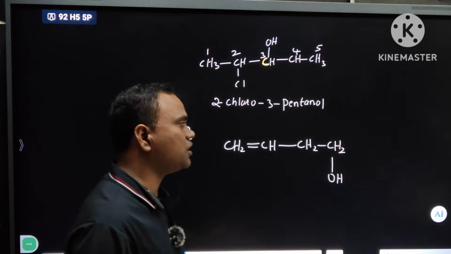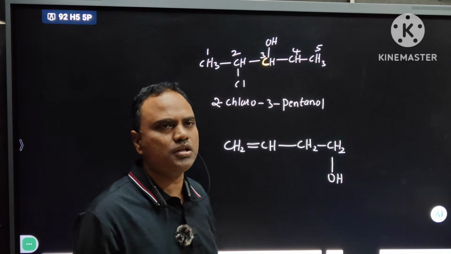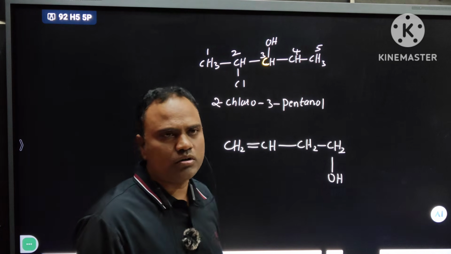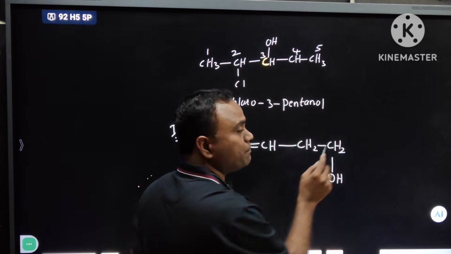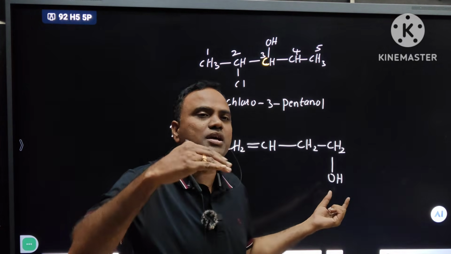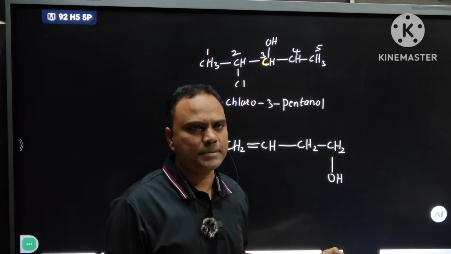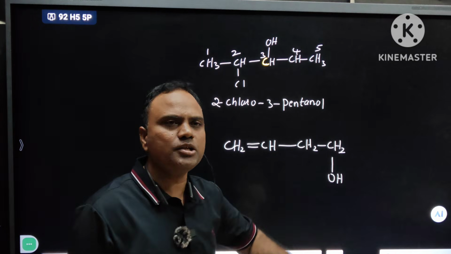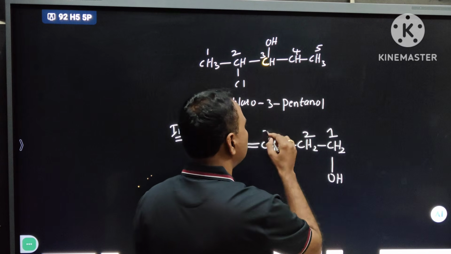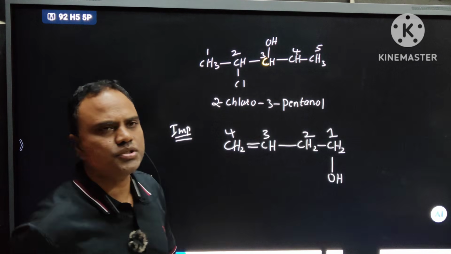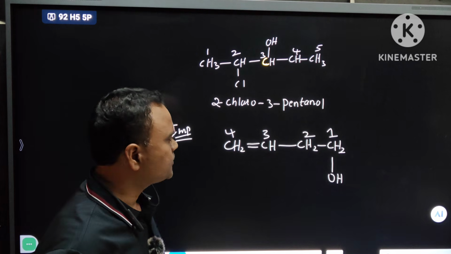Some students will start like this: here the double bonded carbon is present, so let us give the numbering in this direction. That is wrong. You should give numbering in this direction only, because OH is a high priority functional group when compared to double bond or triple bond. Clear? So the OH group containing carbon will get high priority. So start from that. 1, 2, 3, 4. This is correct. Clear? Right.